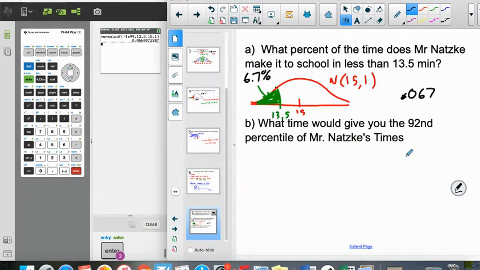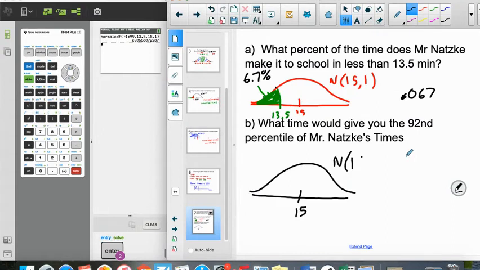Now, the next part, what time would give you the 92nd percentile of Mr. Naske's time? So again, draw a picture. The mean is at 15, standard deviation is 1. We want now the value along the bottom, 92% of the area is below it.